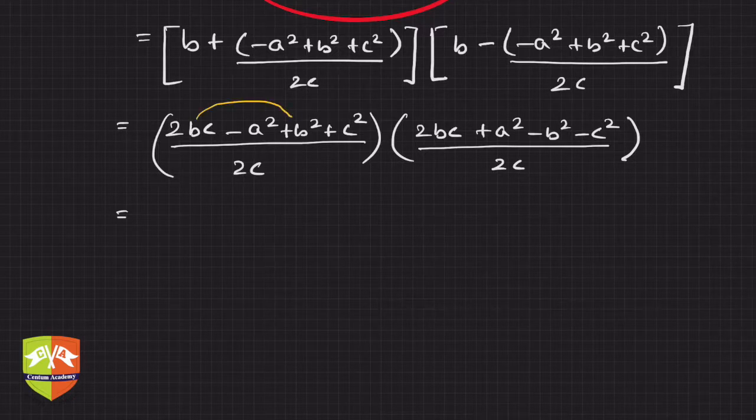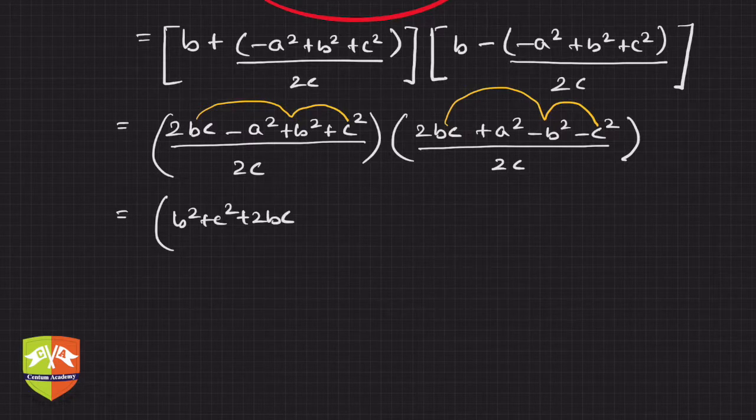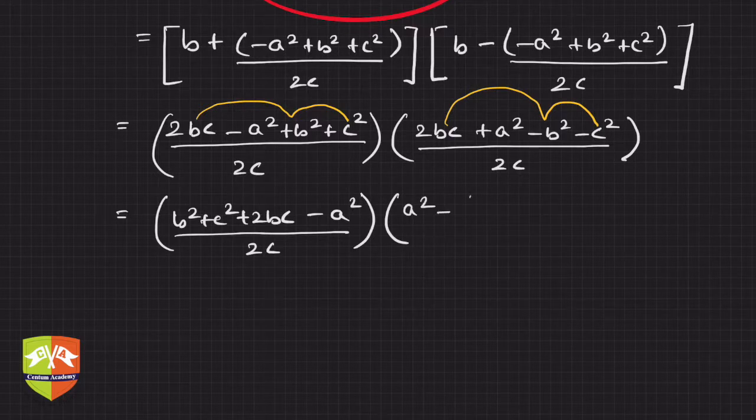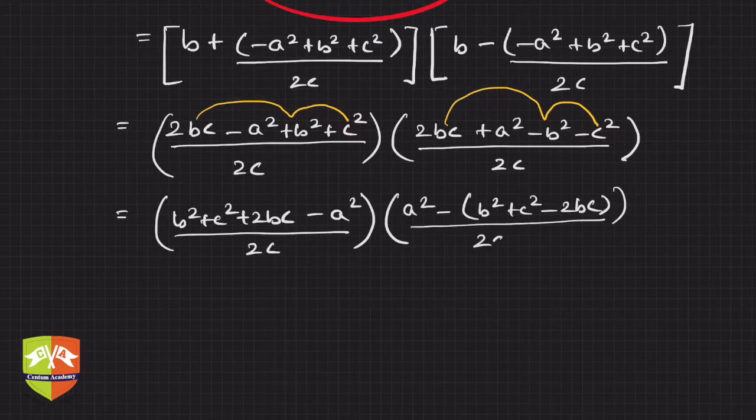So 2BC and B square plus C square, if you club together, you know what it is. Similarly here, 2BC and minus B square minus C square, I can club together and see what will happen. So let's do this. So this is nothing but B square plus C square plus 2BC, which is nothing but B plus C whole square minus A square upon 2C. Divided by, oh sorry, the next term is A square again, and you take minus common and you write B square plus C square minus 2BC upon 2C.